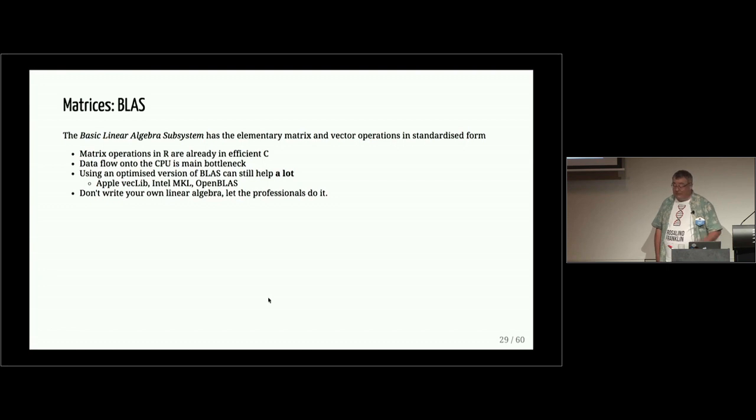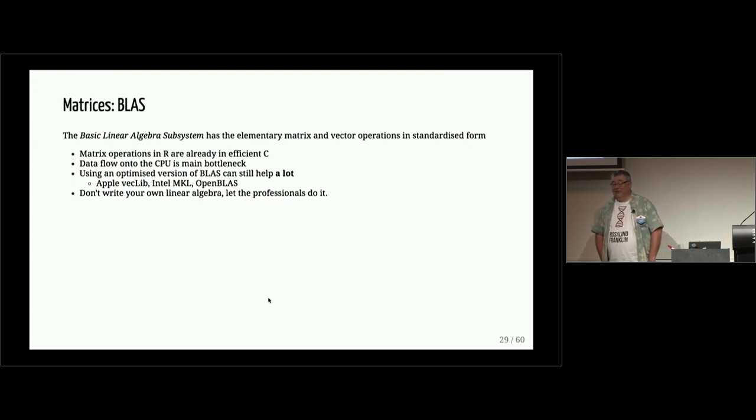Okay. I mentioned matrices being faster than data frames. There are also things you can do to speed up matrices. The mechanism for this, there is a thing called the basic linear algebra subsystem, BLAS, which defines all the basic matrix and vector operations that you need for linear algebra. And they're defined in a nice standardized form so that anyone can write their own implementation of BLAS and just plug it in instead of the existing one.